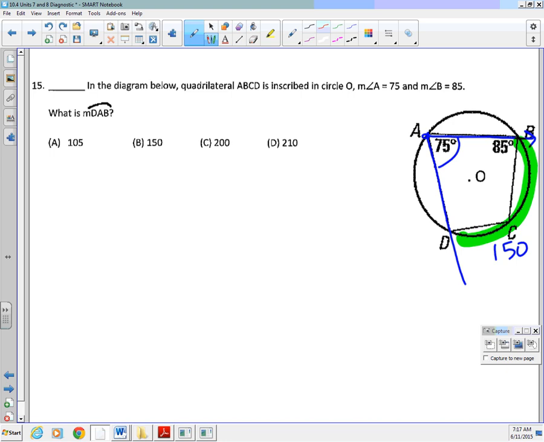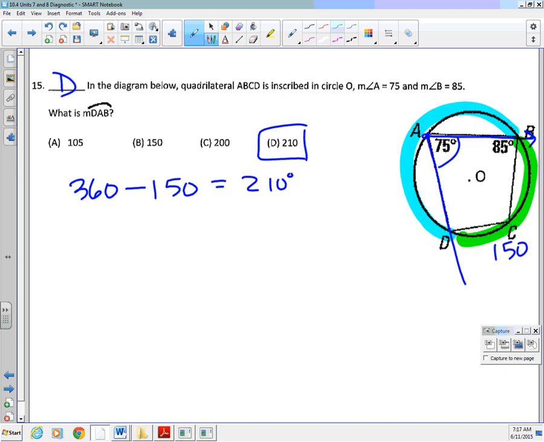Similarly, they're asking me to find arc DAB. So arc DAB goes from here to here. Well, that's the remainder of the circle. So arc DAB is going to be 360 minus 150, which is 210, which is choice D. You could have also used the 85, although it's a little tougher.